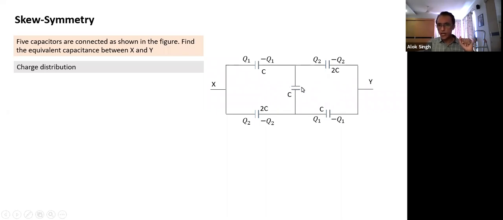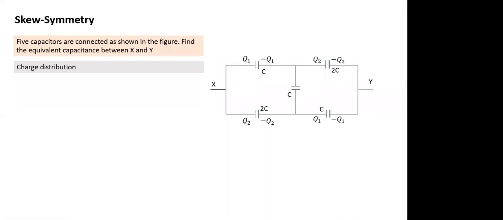Do I have to assume charge as Q3, one more variable charge? Because already I assumed 2 variables, Q1 and Q2. Because charges are not same, I have to assume 2 different values of charge. Can I describe the charge on this particular capacitor in terms of Q1 and Q2? I can: Q1 minus Q2. Q1 minus Q2, that's right.